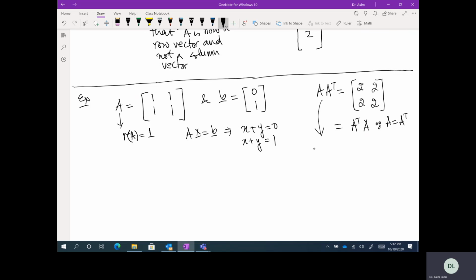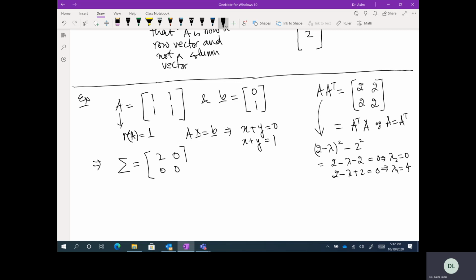So my eigenvalues are given by 2 minus lambda whole squared minus 2 squared equals 0. So 2 minus lambda minus 2 equals 0, and 2 minus lambda plus 2 equals 0. This implies lambda 2 equals 0 and lambda 1 equals 4. So my sigma is 2, 0, 0, 0. And what are my eigenvectors?